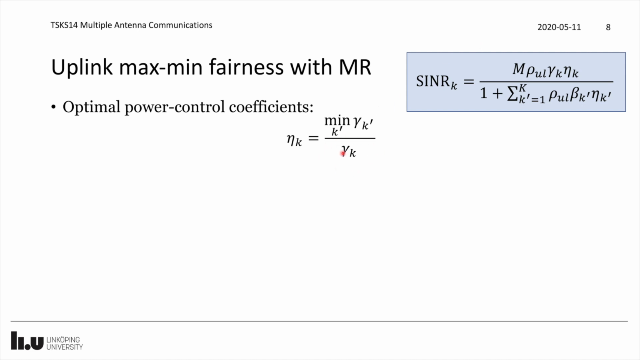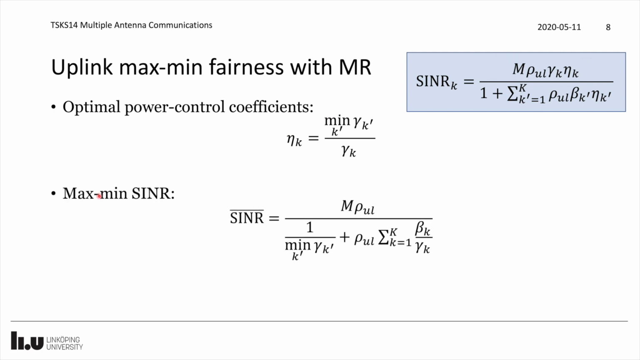That is the user k prime, which has the minimum value of gamma k prime. That means it has the worst channel estimation quality, which in turn means it has the smallest beta k value, the one who is furthest away in the cell, or at least has the worst propagation conditions, the smallest large-scale fading coefficient. In this case, that weakest user in the cell will use full power, and everyone else will cut down on the power according to this formula. And if you insert this back into the expression, this is what you're going to get.